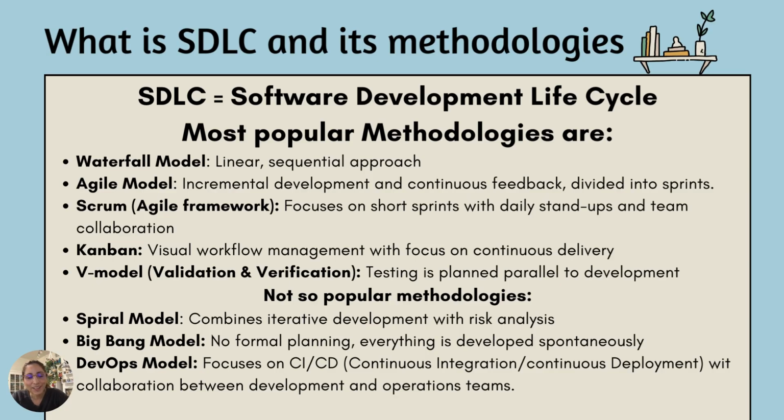Big Bang model has no formal planning. Everything is developed spontaneously. Nobody uses that, so you don't have to remember. DevOps model focuses on continuous integration and continuous deployment. That is very popular as well.